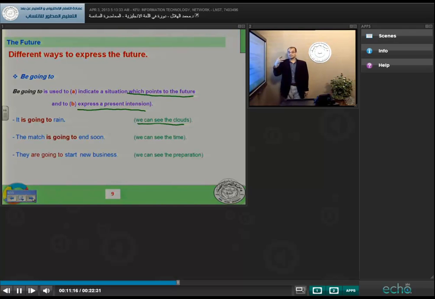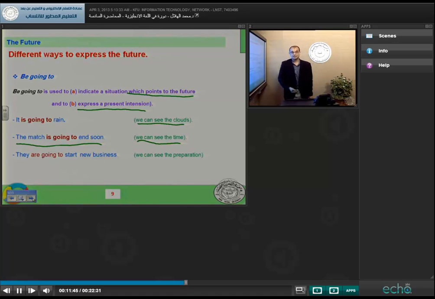So basically, the sentence to express "going to" indicates a present intention: the sky is going to rain now, where you can see the clouds. Similarly, in a sentence like "the match is going to end soon," we can see the time. If you are watching a match and you know that there are 5 minutes left, you can say the match is going to end.